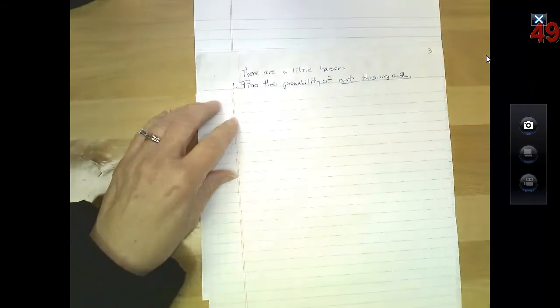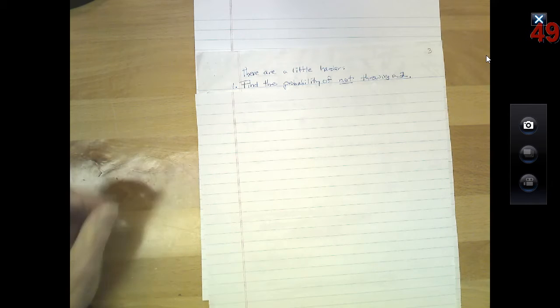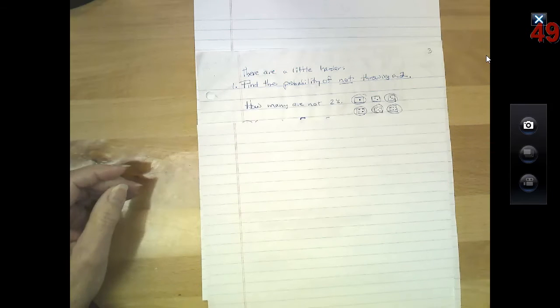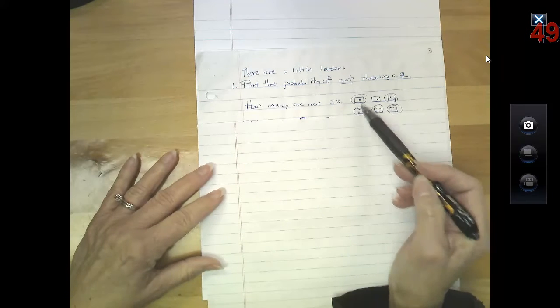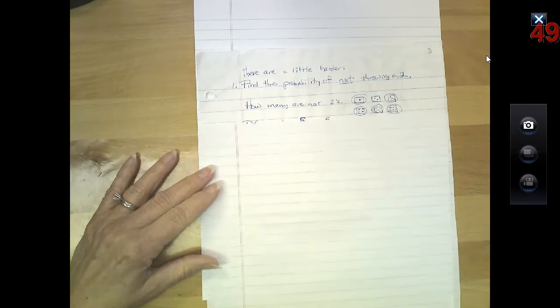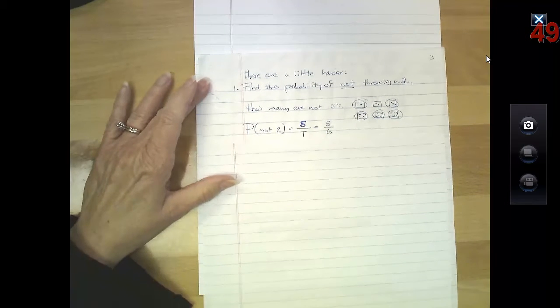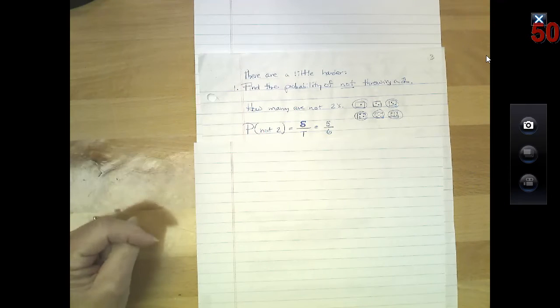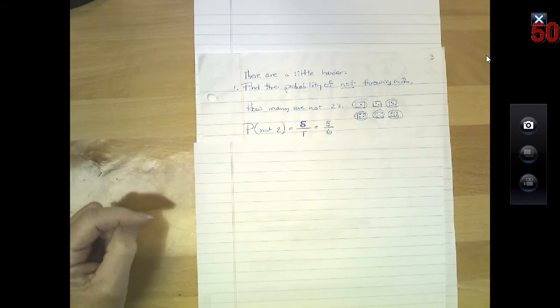Now these are a little bit harder, but not much. Find the probability of not throwing a 2 on a die. All you have to do on this is figure out how many are not 2s. There are 5 of them that are not 2s. So the probability that they're not 2s is 5 out of 6.